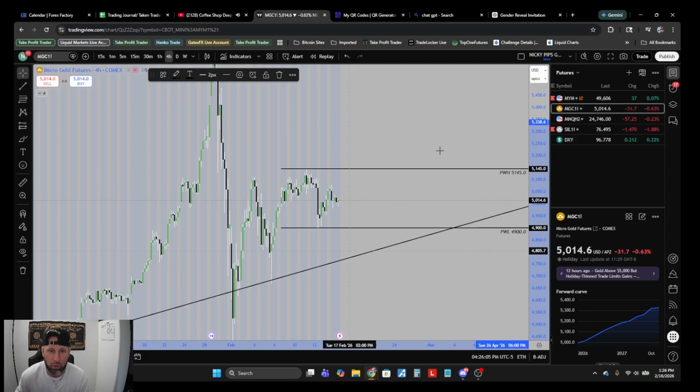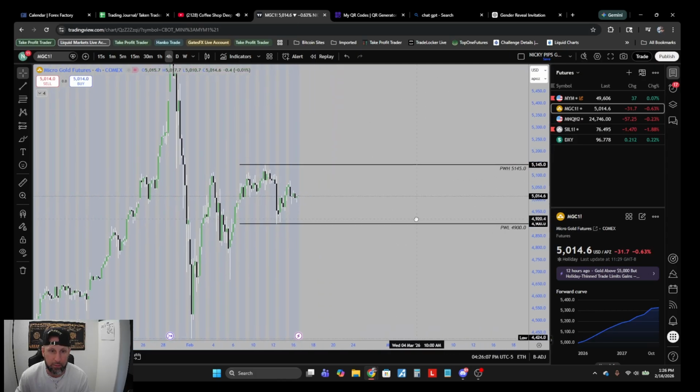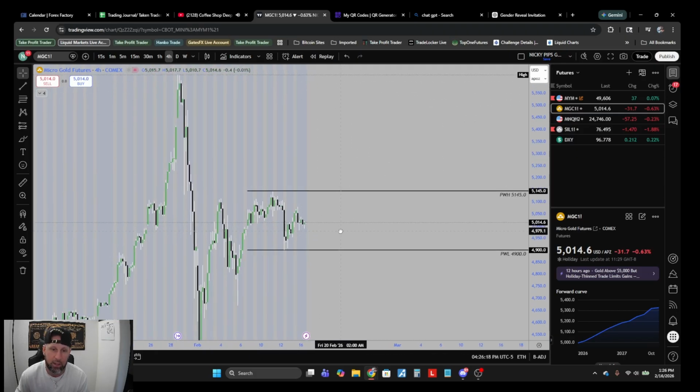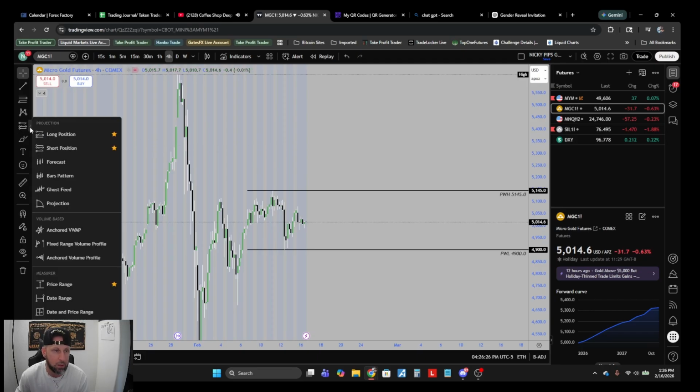So right now, gold has been pretty consolidated, to be honest with you. So this is a range right here. This is a range that we honestly need to break out of, because we had an all-time high all the way up here at 56.26. So we need to break out of that. So strategy-wise, again, we'll go on the weekly, mark up our previous weekly high and low.